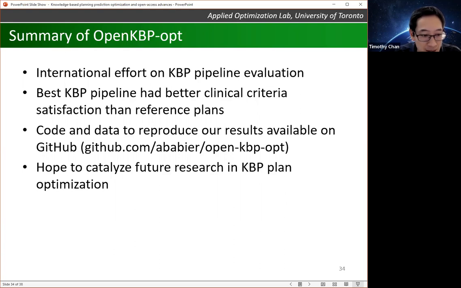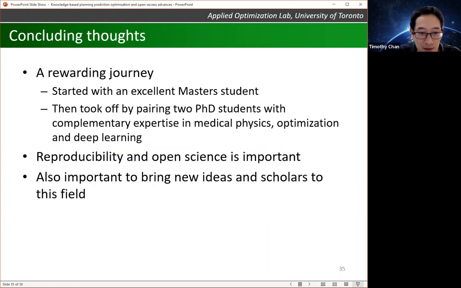The point of this research was to try to catalyze future research on the optimization side. Up until now, most of it was really focused on the prediction, but the optimization is what we're trying to advocate for as an essential piece of the knowledge-based planning pipeline. You really need to look at how the prediction and optimization work together.